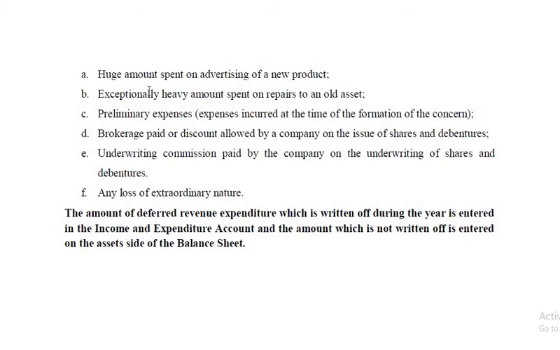So that is an example for deferred revenue expenditure. Exceptionally heavy amount spent on repairs to an old asset. See, if you spend on ordinary repairs, that is for maintenance of the asset and that is taken as revenue expenditure. So here repairs are carried out on an old asset and an exceptionally heavy amount is spent on that because you are converting that into a usable asset and that will help you to enhance the earning capacity. Therefore, in that case, that will be capital expenditure.